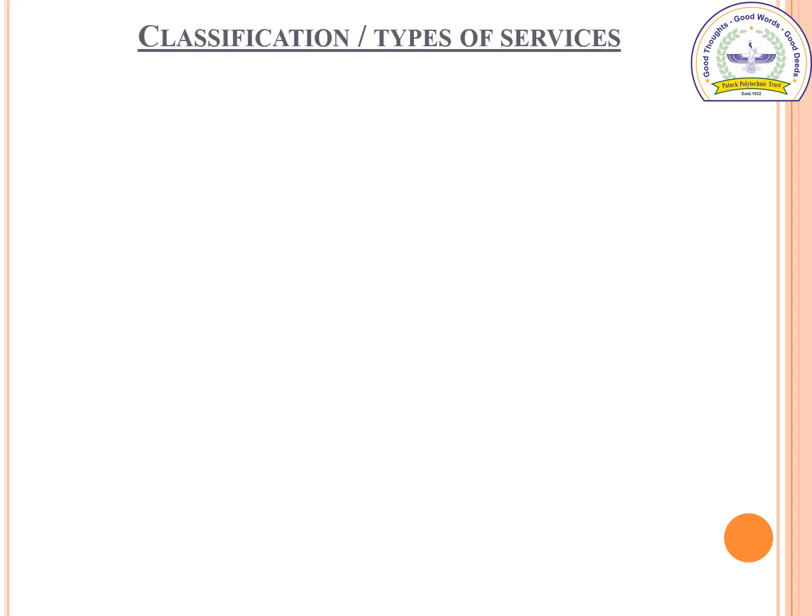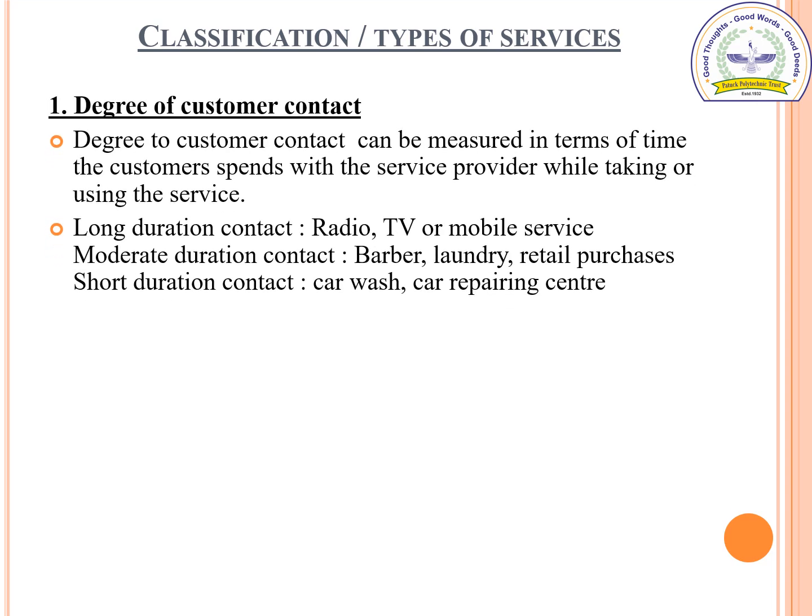Depending on the nature of service, the services can be classified into different types. First is degree of customer contact. Degree of customer contact can be measured in terms of the time the customer spends with the service provider while taking the service or using the service. The customer can spend long duration with the service provider, moderate duration, or short duration.